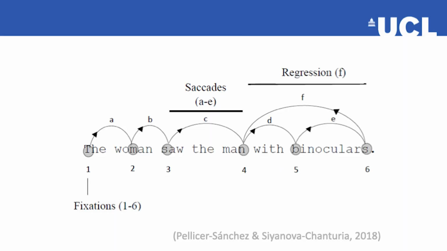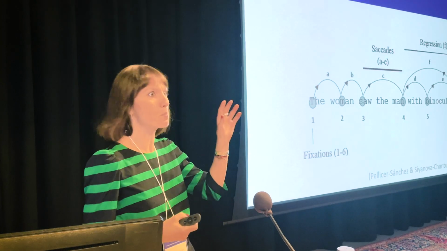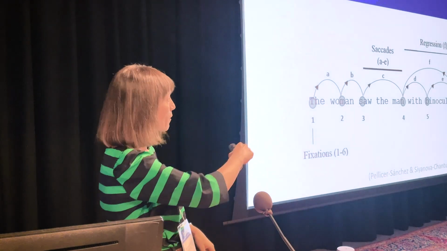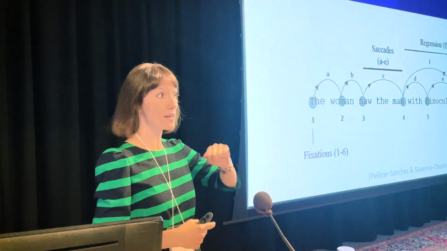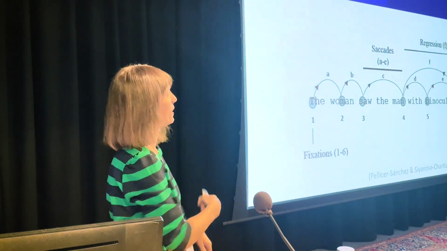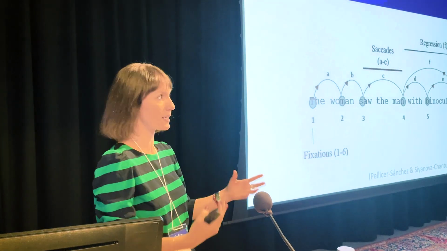So for example, if we are reading a sentence like this, the woman saw the man with binoculars, these gray dots would be hypothetical fixations, so points where our eyes stop. Those arrows from A to E would be examples of saccades. And then that final one, F, this arrow back, would be an example of a regression.